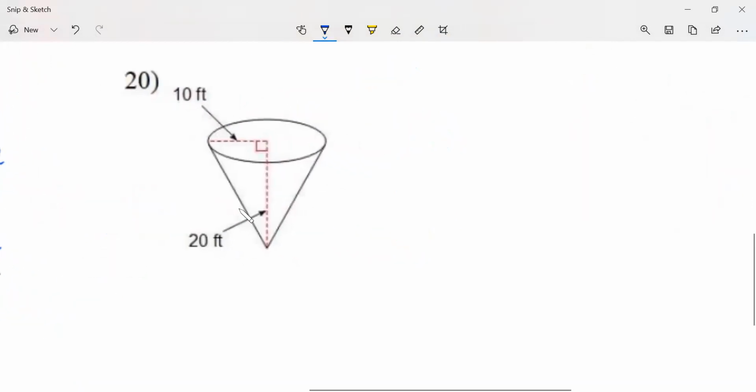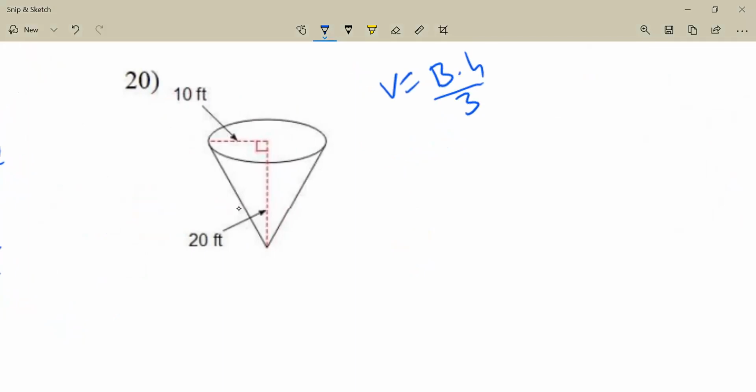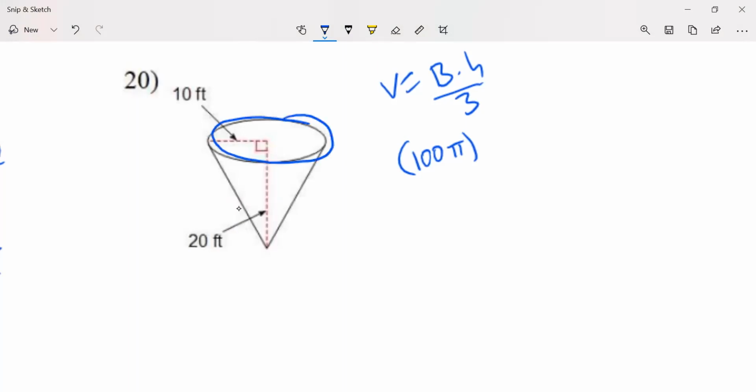And lastly, let's take a look at number 20, my cone. My volume is going to be the area of the base times height divided by 3. The base is a circle, the radius is 10. So let me just call this 100 times pi, right? Radius squared times pi, that's the area of the circle. That's the base. The height of this cone happens to be 20. And whatever I get, let me divide this by 3.